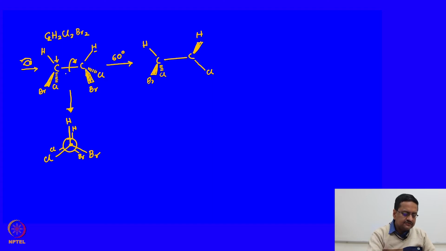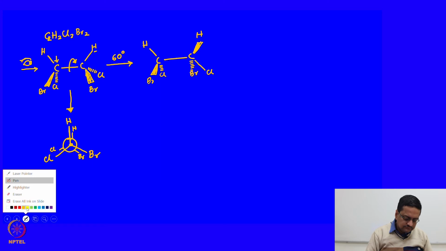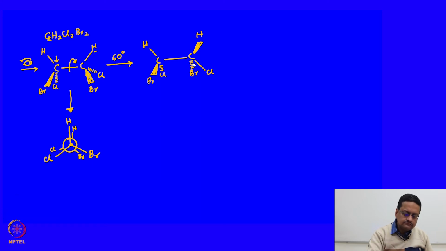I think the direction of rotation is, okay, the direction of rotation is right. So, the bromine would be going down, or I think bromine would come here. So, the corresponding Newman projection should look like the following.